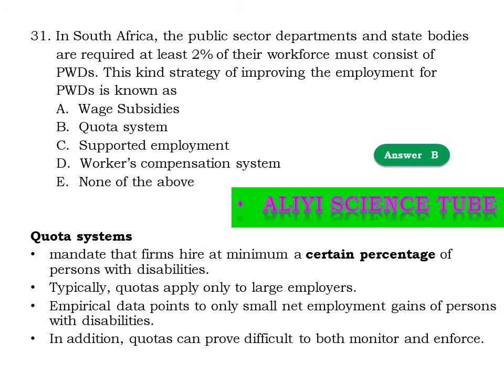A quota system mandates that firms hire at minimum a certain percentage of persons with disability. Typically quotas apply only to large employers. Empirical data points to only a small net of employment gains for persons with disability. In addition, quotas can prove difficult to both measure and enforce. So the answer is perfectly B, quota system.